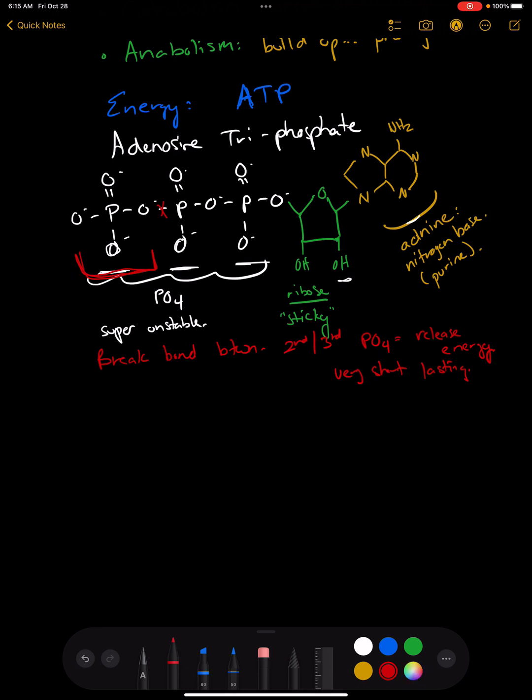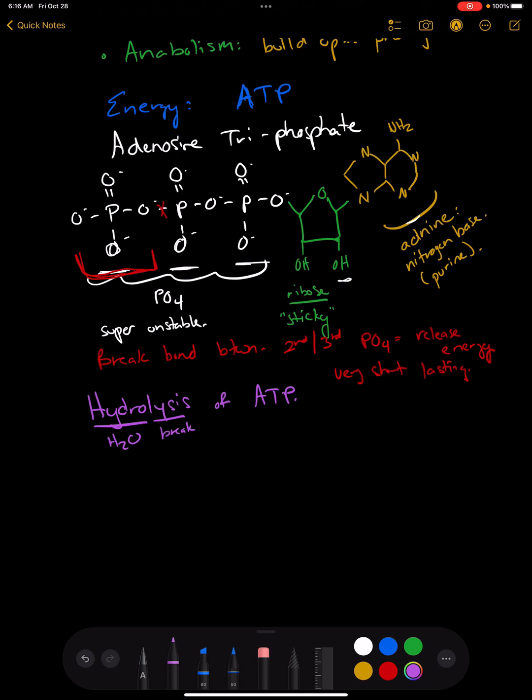So my next question: how do I get the energy out of this sucker? Well, I want to break it. So let's think about our reactions from the very first unit. What chemical reaction do I do to break something? That's called hydrolysis. Remember, hydro means water, lysis means to break. So I'm going to break something using water. And what am I breaking using water? It's going to be ATP, so hydrolysis of ATP.